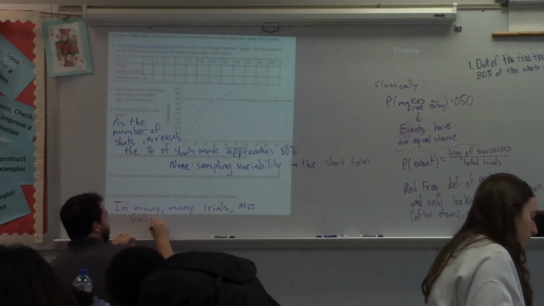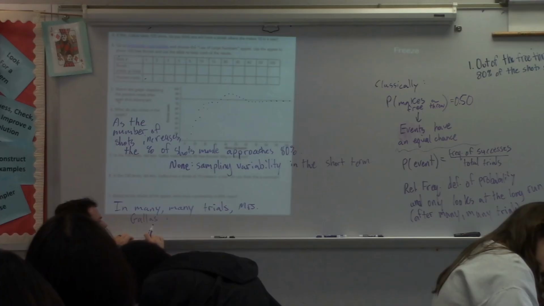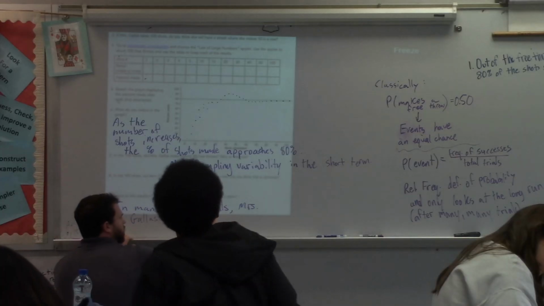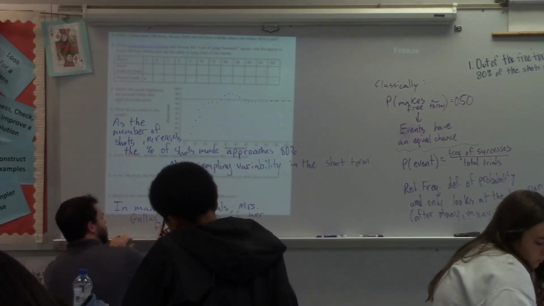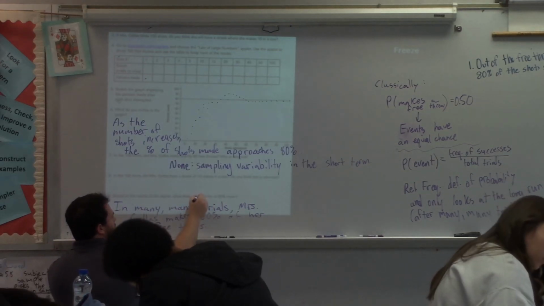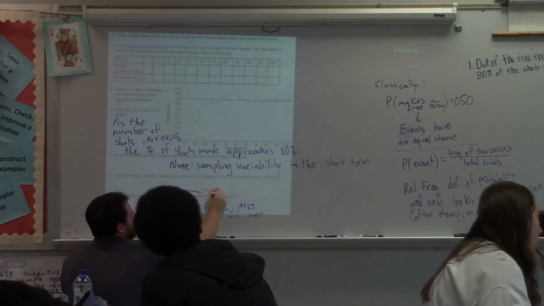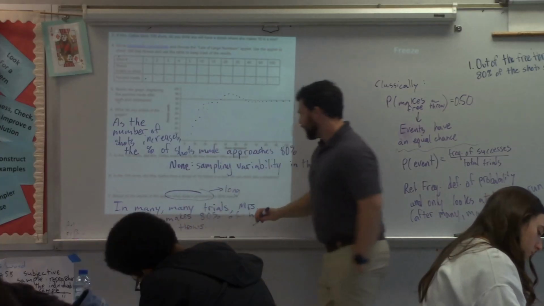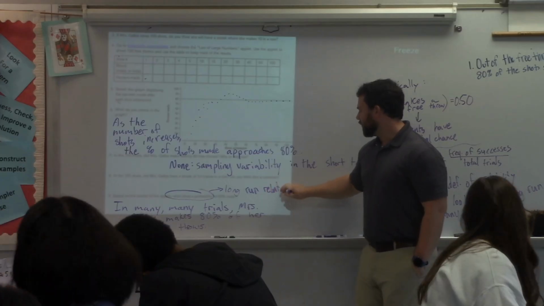So this is how we would interpret that. In many, many trials, Mrs. Gallus eventually makes 80% of her free throws. Just because we're specifically talking about free throws, not just any old shot, right? Is it in or after trials? In many, many trials, Mrs. Gallus makes 80%. So this is known as a long run relative frequency.